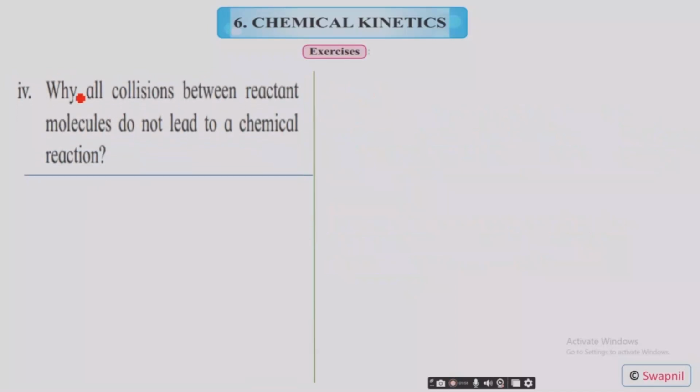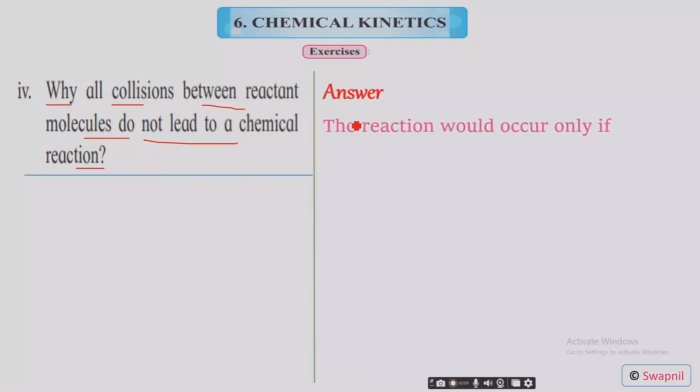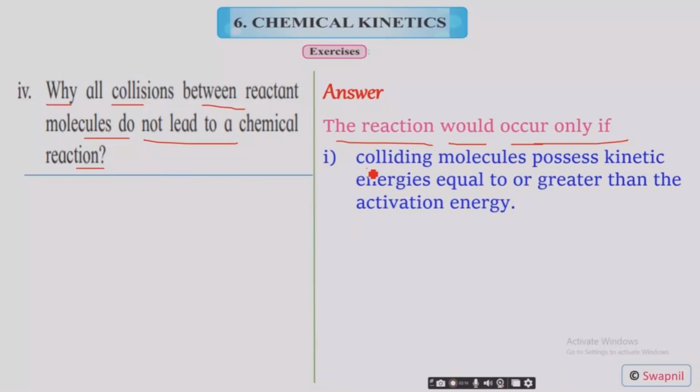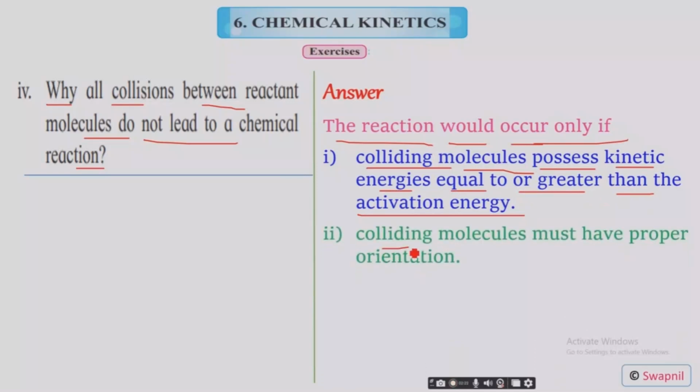Next, why do all collisions between reactant molecules not lead to a chemical reaction? The answer is, the reaction would occur only if colliding molecules possess kinetic energy equal to or greater than the activation energy, and colliding molecules must have proper orientation during the collision. That is, if colliding molecules do not possess kinetic energy equal to or greater than the activation energy, reactant molecules do not lead to a chemical reaction.